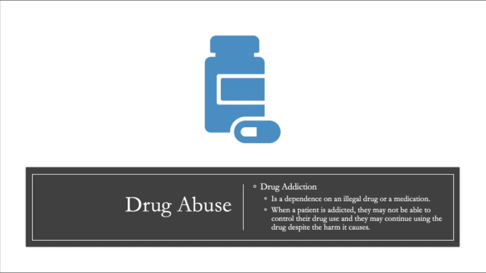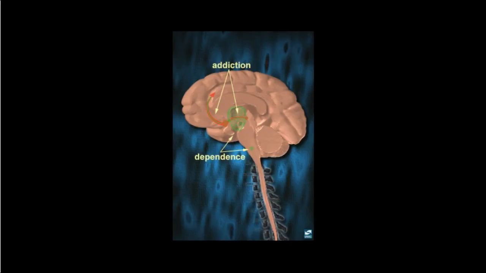So drug addiction is when there is a dependence, and typically it's on an illegal drug or a medication that's not being used for its right purpose. So when a patient is addicted, they may not be able to control their drug use, and they may continue using the drug despite the harm it causes. So they mentally think that they need this drug in order to function appropriately. I included this picture just for a visualization, but it's just important to understand that addiction and that dependence and where that occurs in the brain.